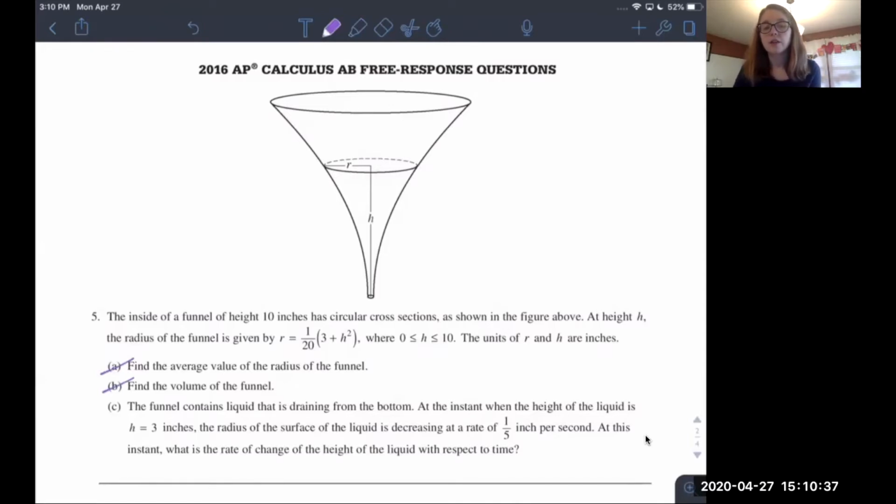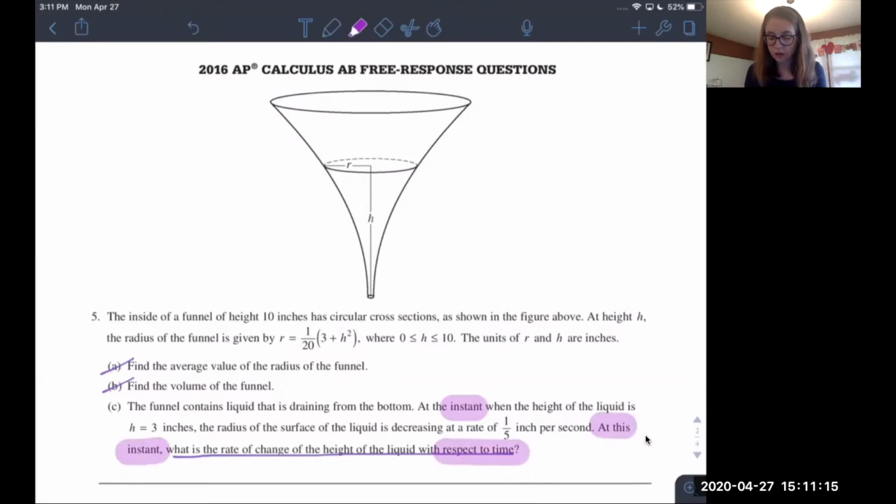Part C says the funnel contains liquid that is draining from the bottom. At the instant, that's a keyword for related rates, when the height of the liquid is h equals 3 inches, the radius of the surface of the liquid, so that's the r in this scenario, is decreasing at a rate of 1/5 inch per second. And notice it says at this instant, again, what is the rate of change of the height with respect to time? Especially because they're saying with respect to time, that is, again, your tip-off that you want to do a related rates problem here.